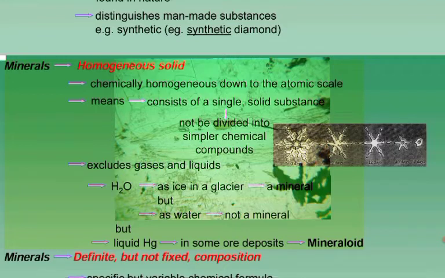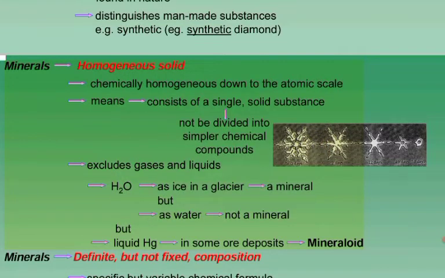Minerals are homogeneous solids, chemically homogeneous down to the atomic scale. This means a mineral consists of a single solid substance and cannot be divided into simpler chemical compounds. It excludes gases and liquids. H2O: water is not a mineral, but ice in a glacier is a mineral. Liquid mercury and some organic deposits are mineraloids.